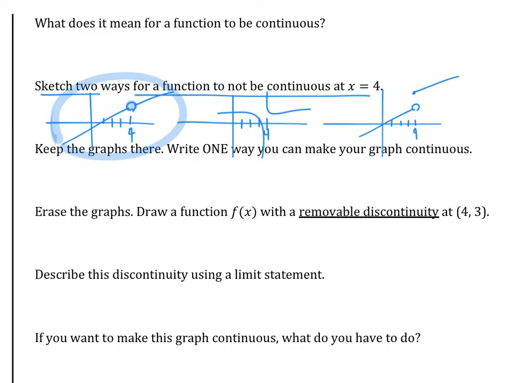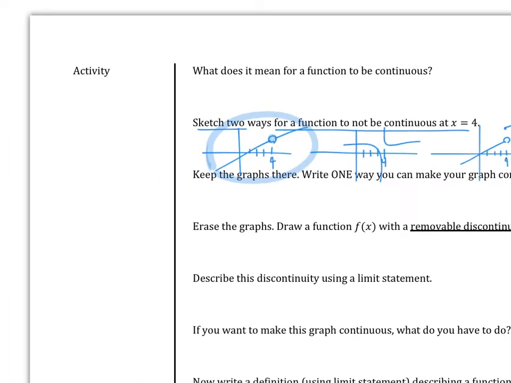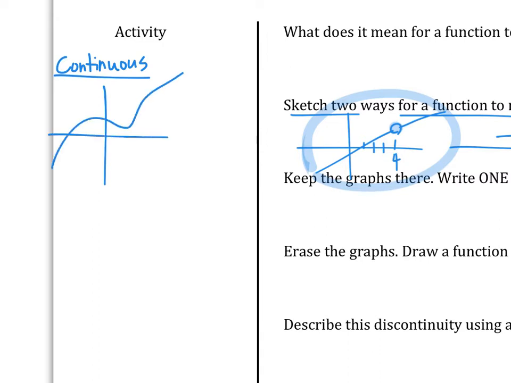Erase the graphs. Draw a function with a removable discontinuity at (4, 3). Removable. All right, at this time, I think a lot of people forget all the continuity names. Continuous means you draw the graph without taking your pencil off. If it doesn't have that kind of form, then that means it's discontinuous. And to be discontinuous, there are a few types.